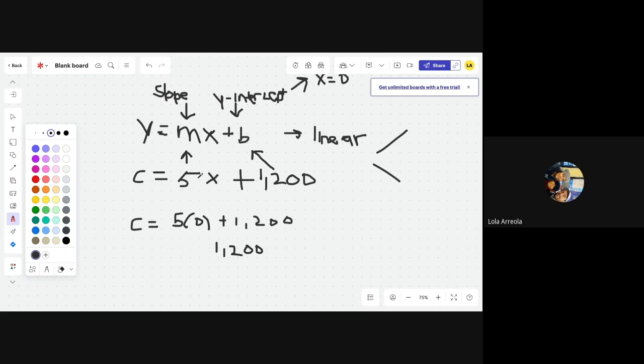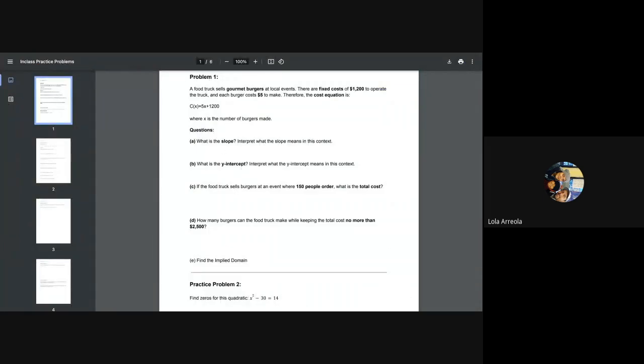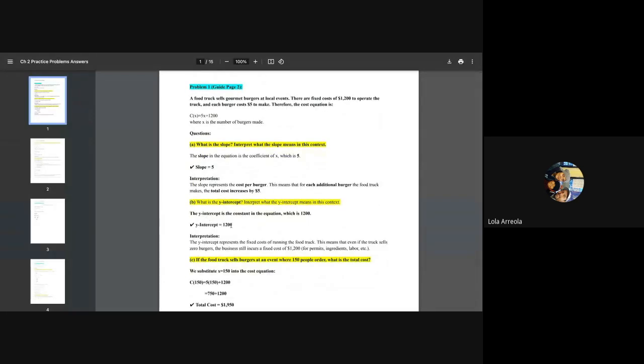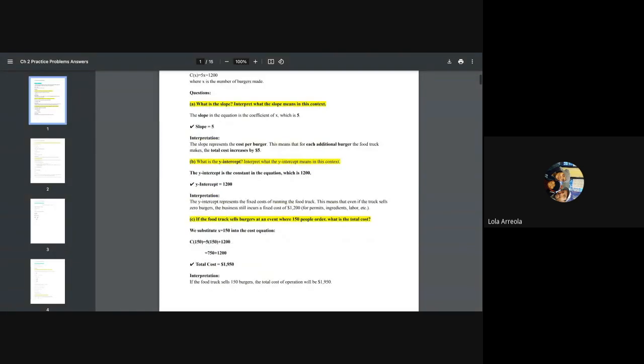So if I'm aligning the equation to a linear equation that I'm familiar with, the number in front of the x is my slope, and whatever's being added or subtracted next to it is my b term, which is also known as my y-intercept. So I would put my slope is equal to 5 and my y-intercept is 1,200. And we see in the answer key, slope is 5, y-intercept is 1,200.